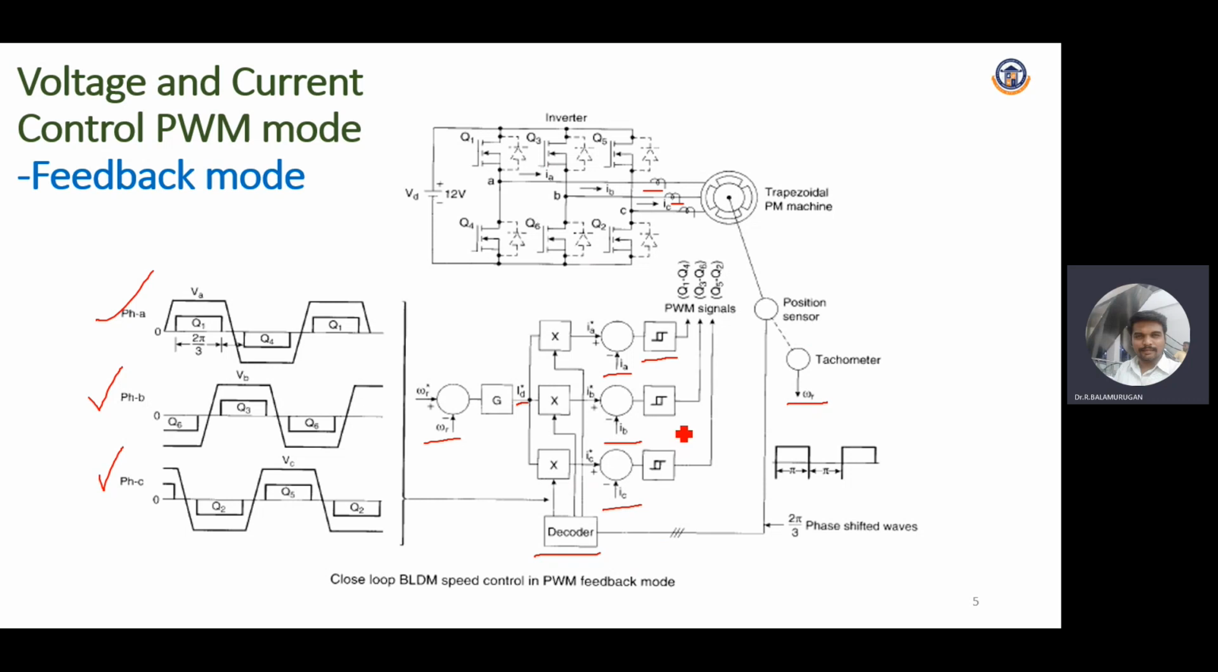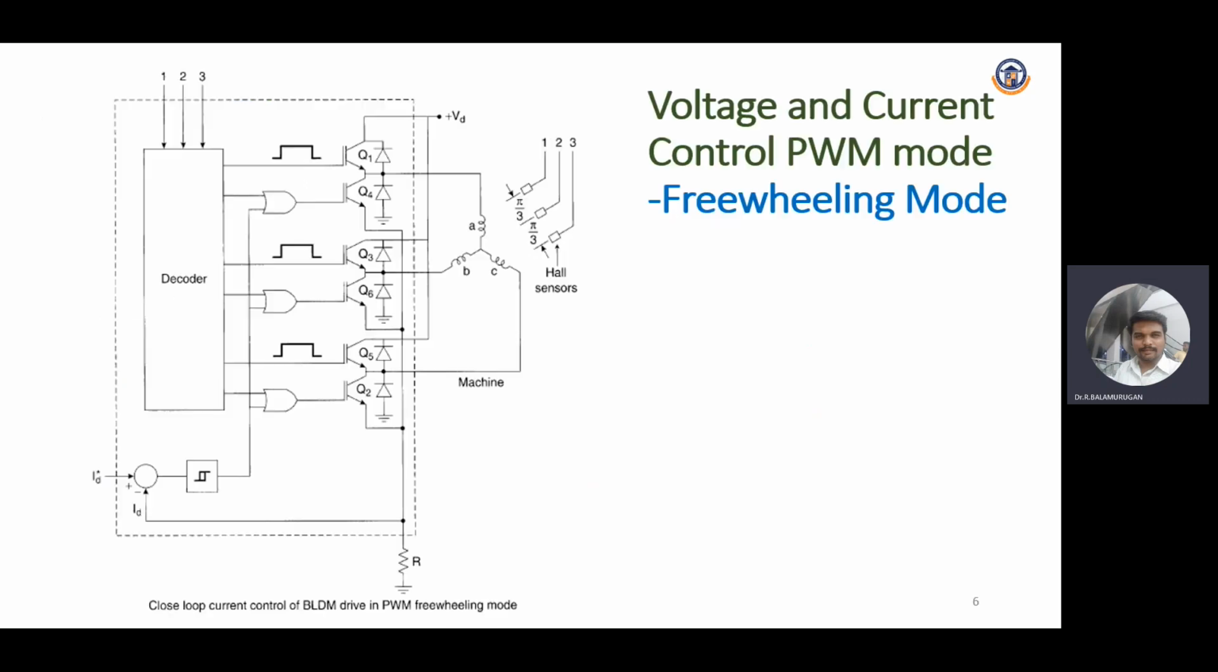That's all. The process is the generation of PWM signals by using the position sensor feedback, which is taken from the trapezoidal permanent magnet machine, which is nothing but the BLDC machine. Then we will see the next mode of voltage and current control PWM mode. This is nothing but a freewheeling mode.